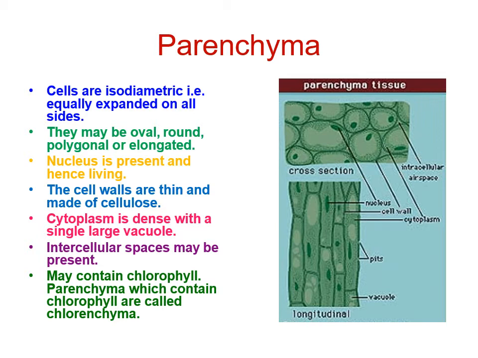The cell walls are thin and made up of cellulose. Cytoplasm is dense with a single large vacuole. Intercellular spaces may be present, may not be present, and cells may contain chlorophyll. Parenchyma which contains chlorophyll is called chlorenchyma.